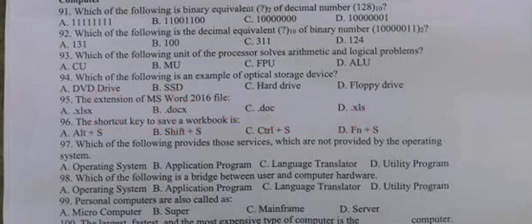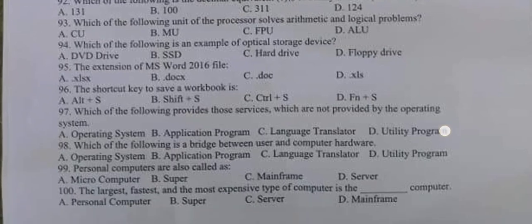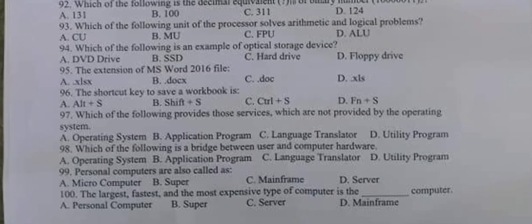Question number 96. The shortcut key to save a workbook is Control S. C is the correct option here. If you want to prepare for shortcut keys, go on Reti Educational Academy computer playlist and watch Introduction to Computer lecture, shortcut keys lecture.